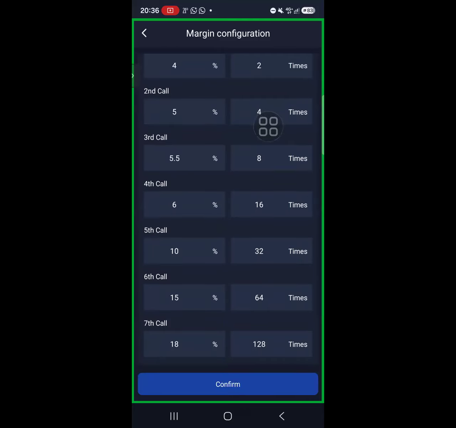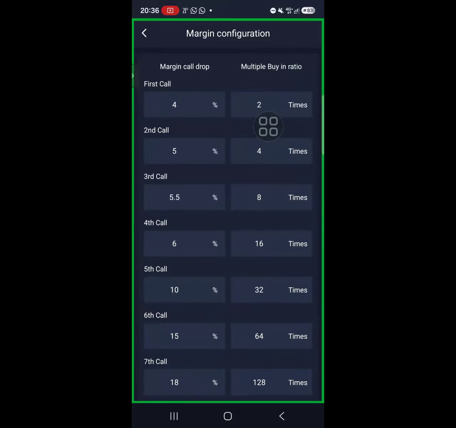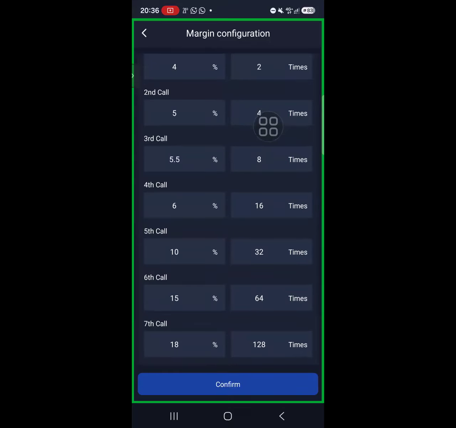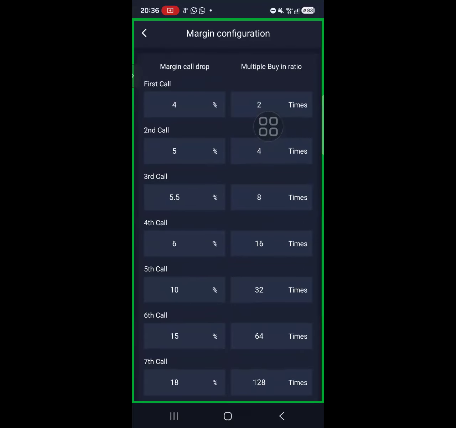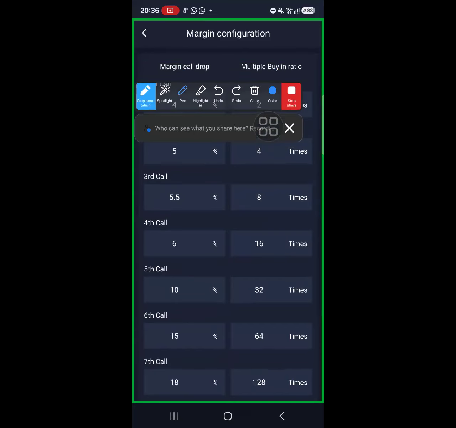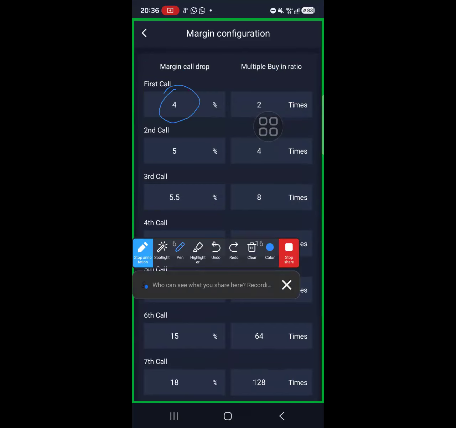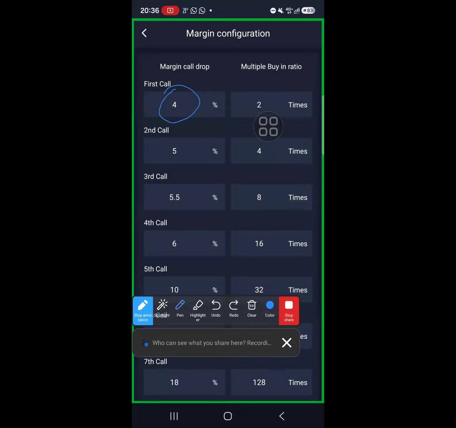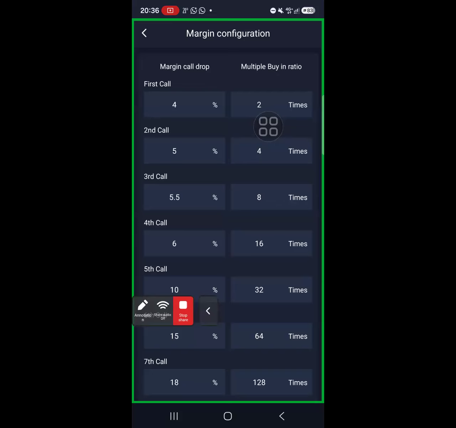So I want you to see this is also 7 margin calls. The conservative one has this type of setting when it comes to margin call drop. The radical was starting with 3.5, if you remember, but now with conservative it is starting with 4%. So let's add it together.